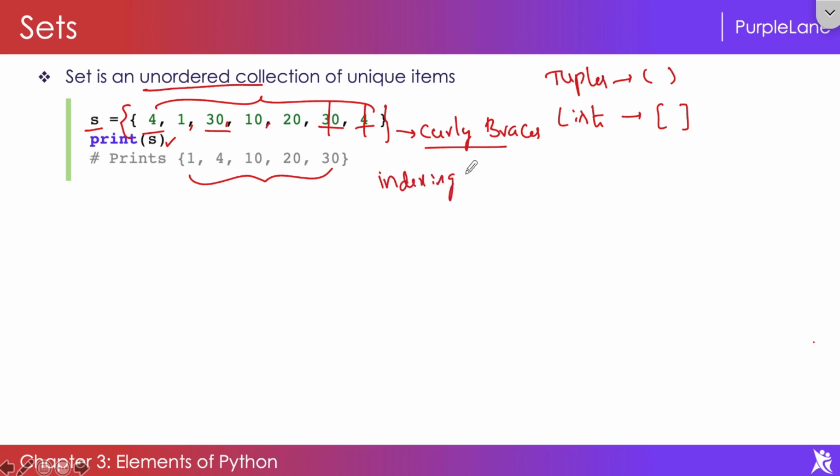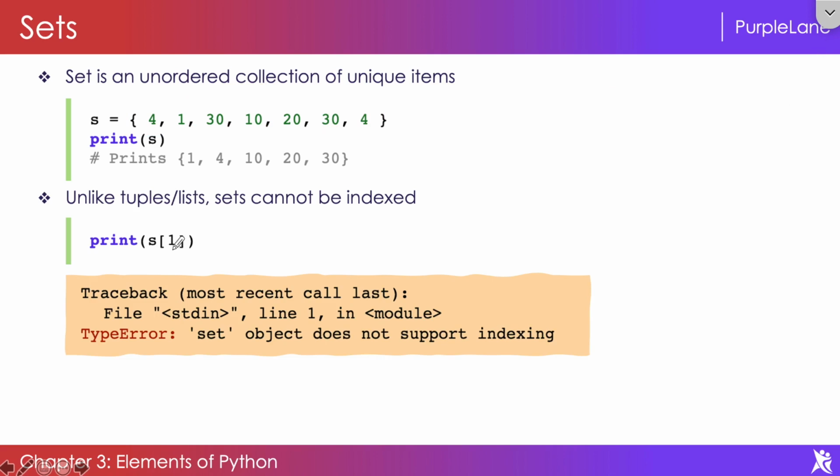Indexing is not possible in case of sets, because in sets, order is not maintained, so we can't have indexing for sets. So you will not be able to access values using indexing. This is not valid, right? You will not be able to access the elements of this set like this. When you try to access the element using the index, it says type error, and it says set does not support indexing, right? We'll look at how to access and use these sets and the different types of operations that we have in sets in a later chapter.